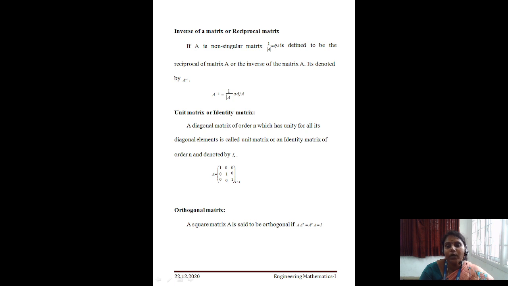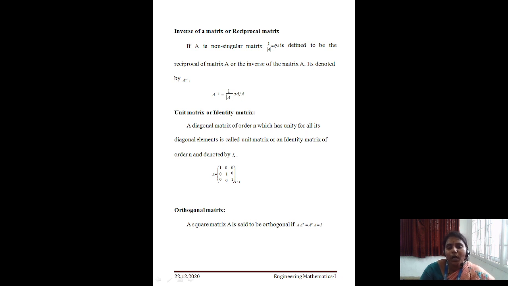The next is unit or an identity matrix. So identity is always 1. A unit or an identity matrix is a diagonal matrix of order n which has unity for all its diagonal elements. It is called unit matrix or an identity matrix of order n, and it is denoted by I. Usually the identity matrix is denoted by I. So 1, 0, 0, 0, 1, 0, 0, 0, 1. The main diagonal elements will be 1, and the other elements except that are 0. So it is a 3 cross 3 identity matrix. If it is a 2 cross 2 identity matrix, the values will be 1, 0 and 0, 1.